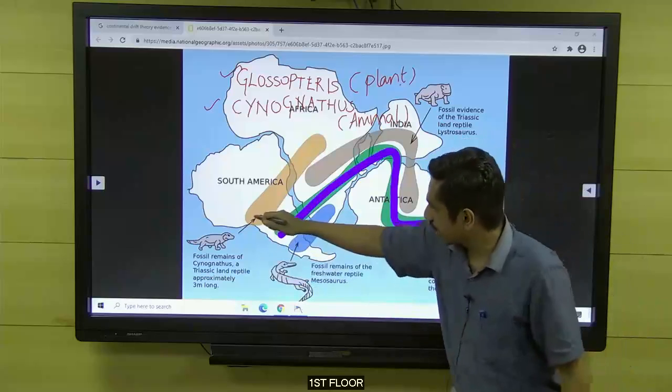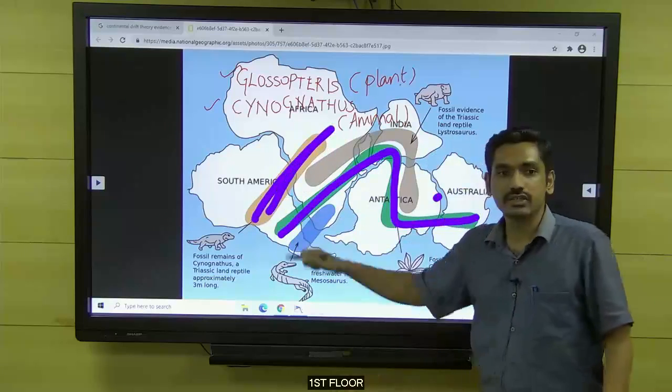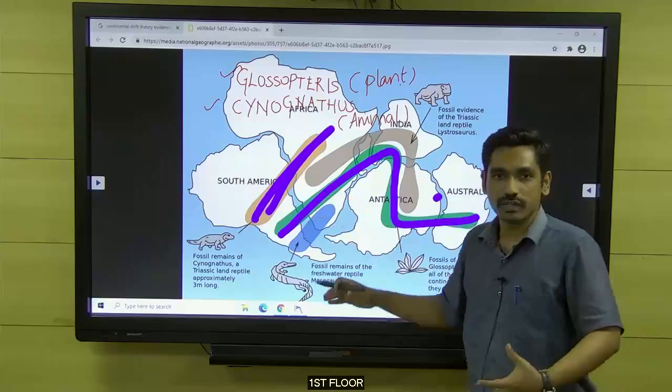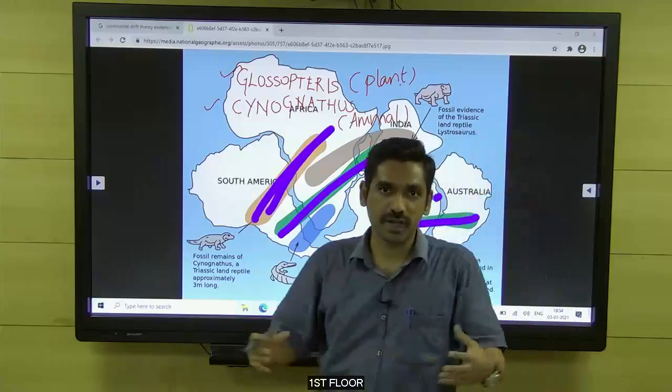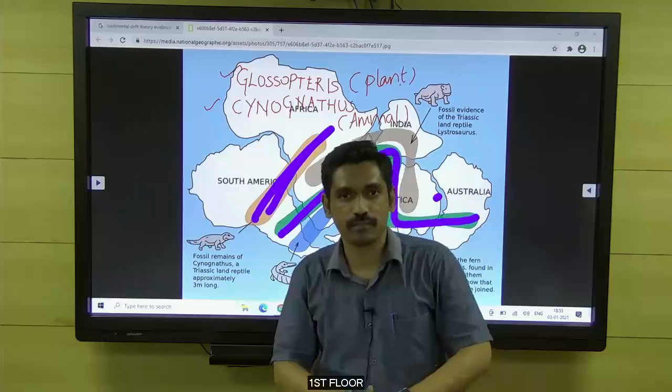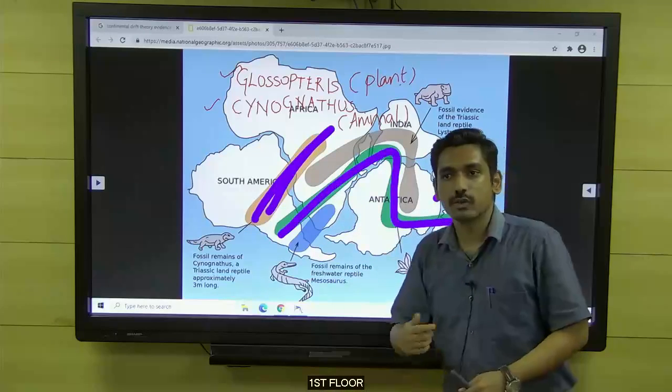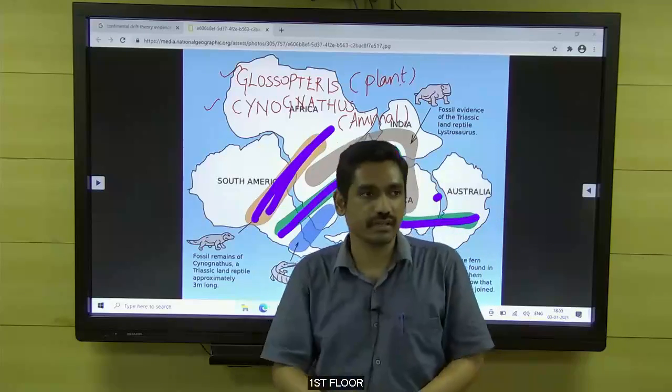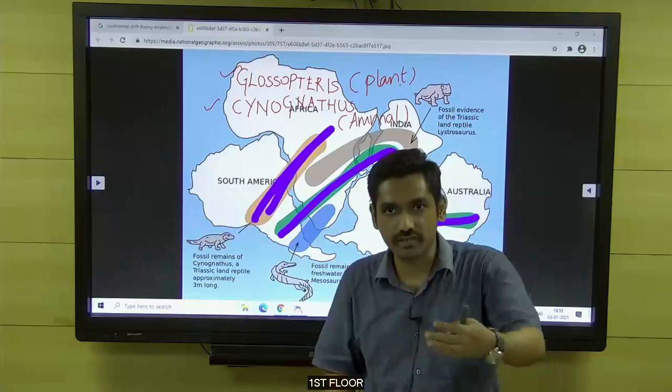The same thing can be said for Cyanognathus too, the reptile which was present in South America and Africa. So this is the only explanation. All were together. It's like 5 members of a family staying together, the land breaks down and all the 5 members get separated individually. This was strong evidence. So once you have given the evidences, people were fine. Okay, fine. Let's look at the theory right now.